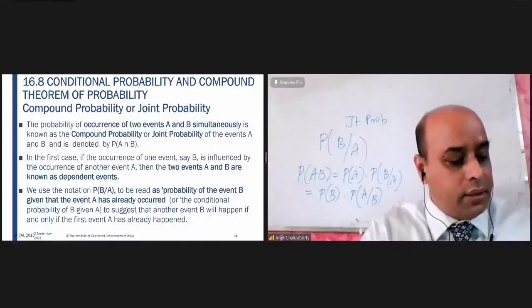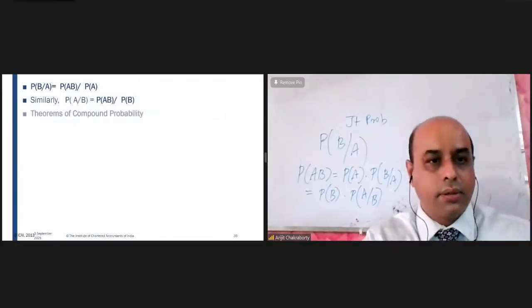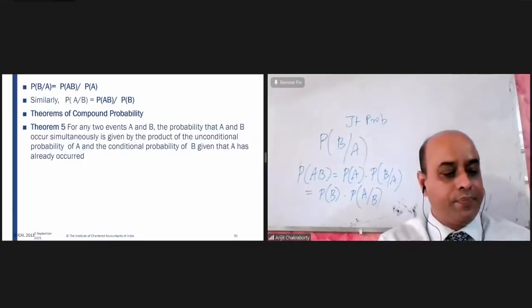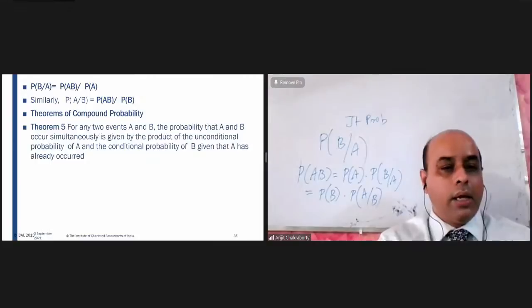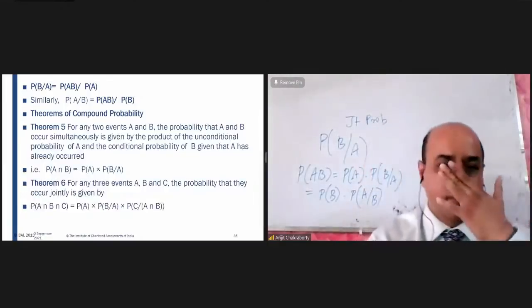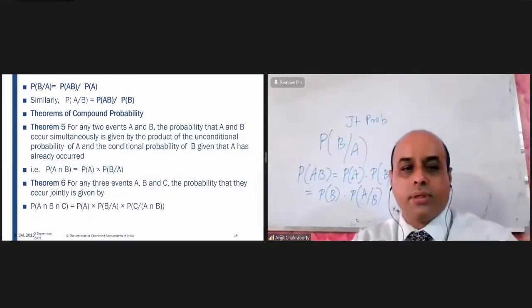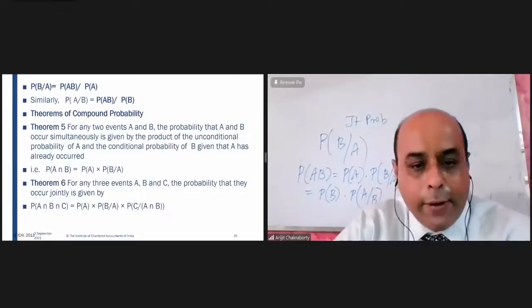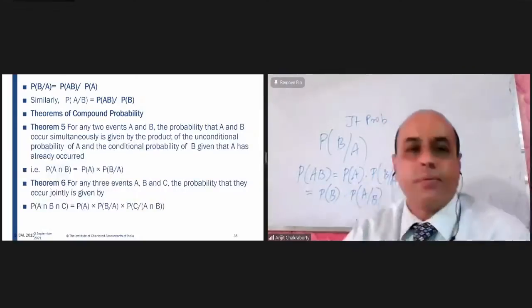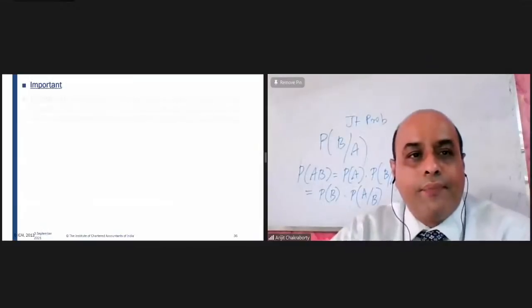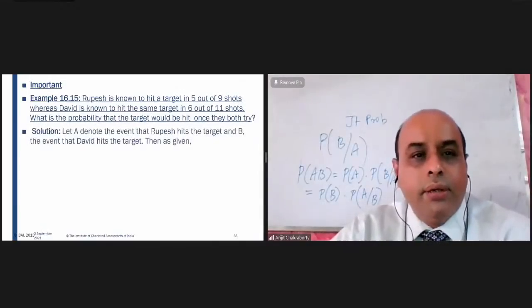Now, if we look at this theorem, P(A∩B) equals P(A) into P(B/A). For three events also, theorem 6 is given. So theorem 5, just note, P(A intersection B), or P(AB) if you call it, is equal to P(A) into P(B/A). The same thing can be extended for three events. However, most of the questions which have come are based on two events, P(A intersection B). Now, this is a beautiful question again, 16.15.